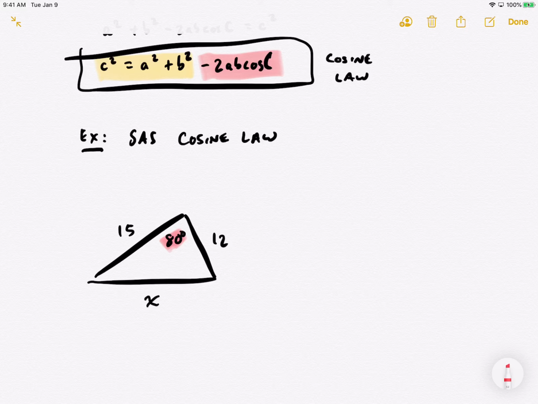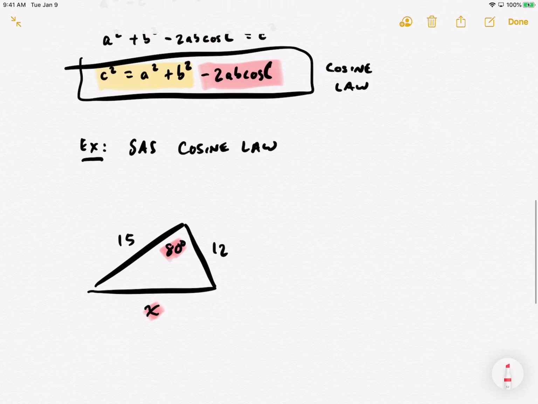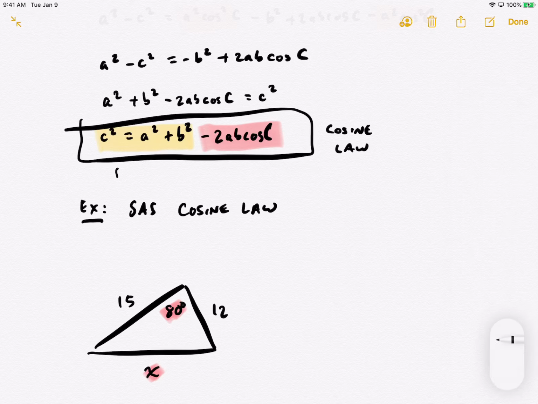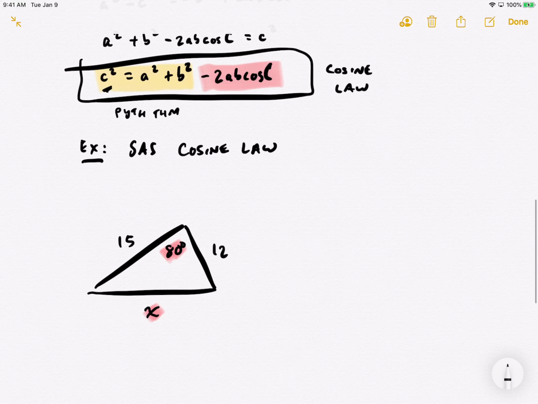So that would be C, the angle C in the formula, and that means that the side X here would be the term on the left-hand side, the C squared, so to speak, in the formula. I think I neglected to mention that, but in the cosine law, while it looks like the Pythagorean theorem, there's no reason that the C here must be the largest side in the triangle, because we're not even necessarily dealing with triangles that have a largest side anymore. Okay, so here's our example.